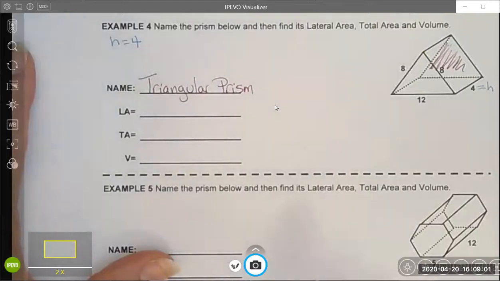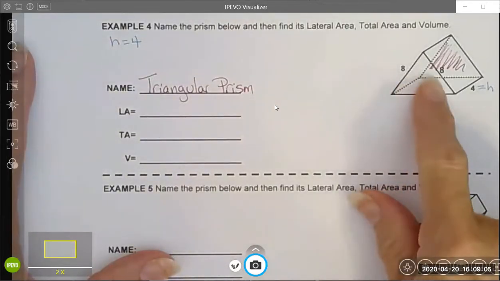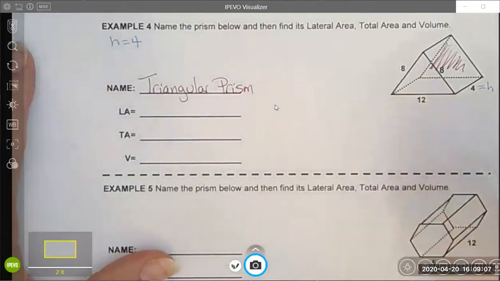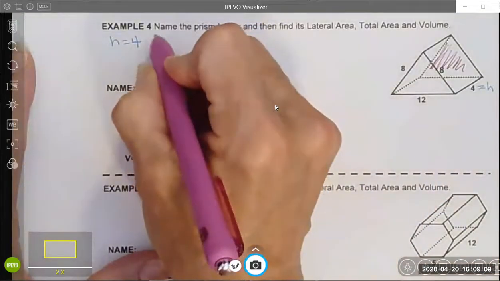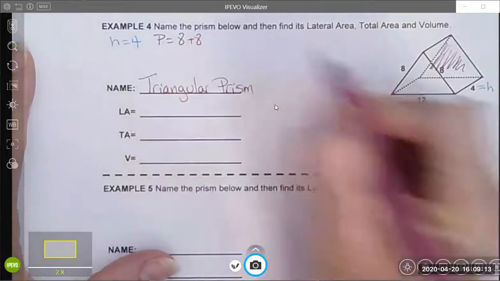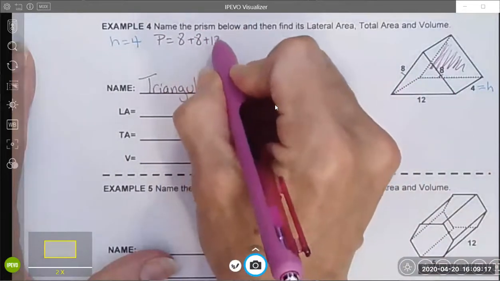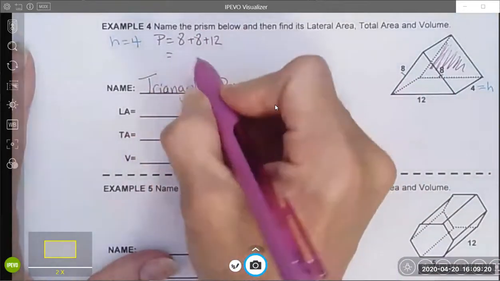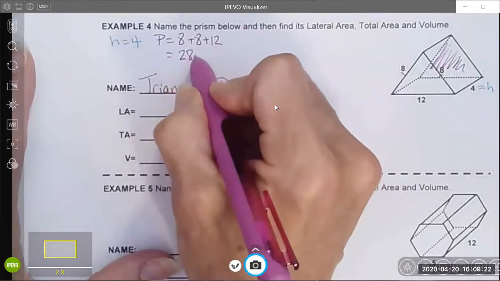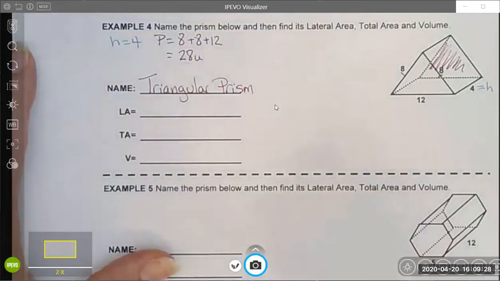I notice in this particular case, I am given all 3 sides of my triangle. So calculating my perimeter is straightforward. It's going to be 8 plus 8, the 2 equal sides, plus 12, giving me a total perimeter of 28 units. I'm rocking it out now. The last thing I need to do is find the area of my base.